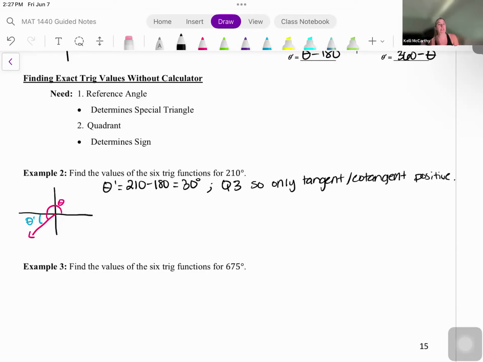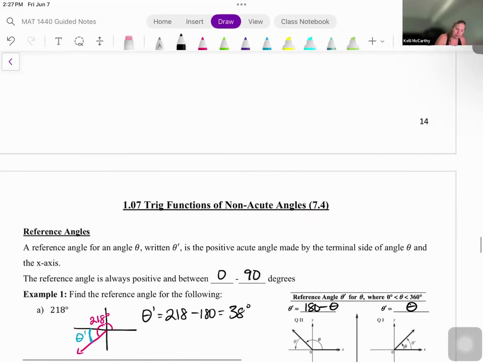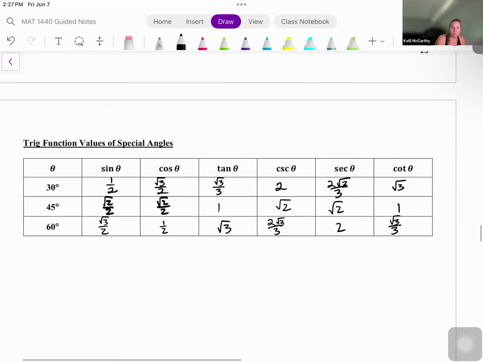So we're going to use that 30-degree special right triangle to find our trig function values. And then knowing that we're in quadrant 3, we can assign the appropriate sign for each of those values. So sine of 210 degrees. Again, we're referencing back to this table. Okay, so you might have to flip back to your pages. I can't have them both displayed at the same time.